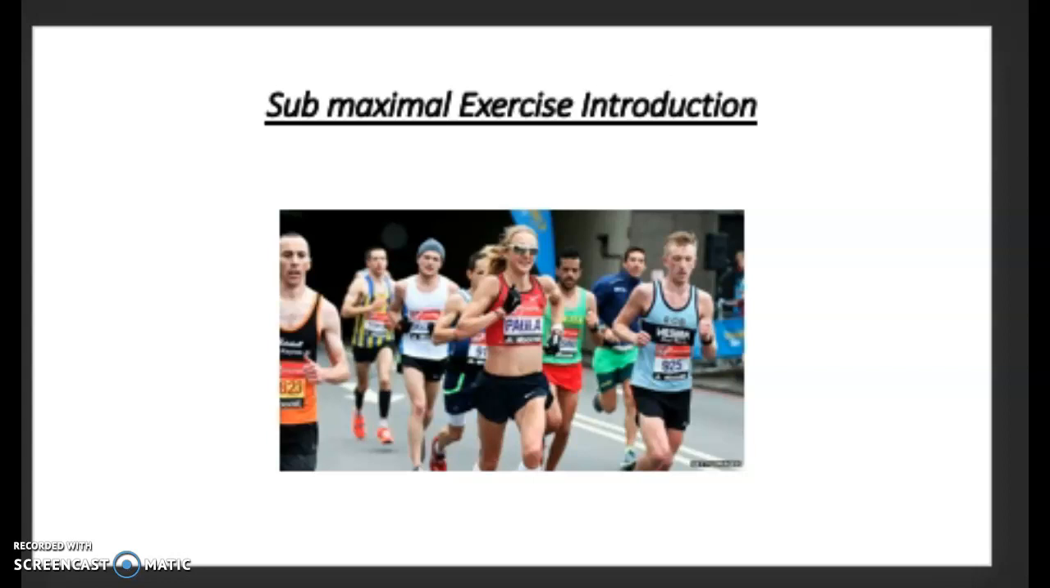Submaximal exercise. The main energy system used during submaximal exercise is the aerobic system. The aerobic glycolysis system is a complex process and takes a couple of minutes to become dominant during the start of a run due to its complexity, and that it takes longer to produce ATP compared to the ATP PC store and the anaerobic glycolysis system.